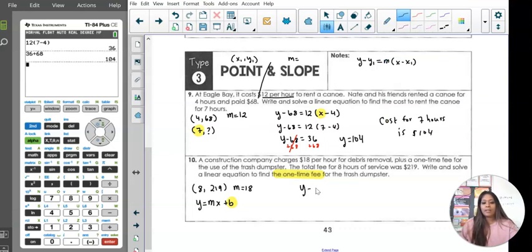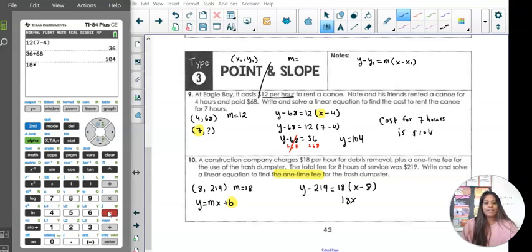So you have y minus 219 is equal to my slope, which is 18 times x minus 8. And I don't have, like I said, another point to plug in like I did here, but I need to go ahead and rewrite this equation and then write it in slope-intercept form. So to do that, I'm going to go ahead and get rid of the parentheses by distributing. So 18 times x is 18x, and then 18 times negative 8.